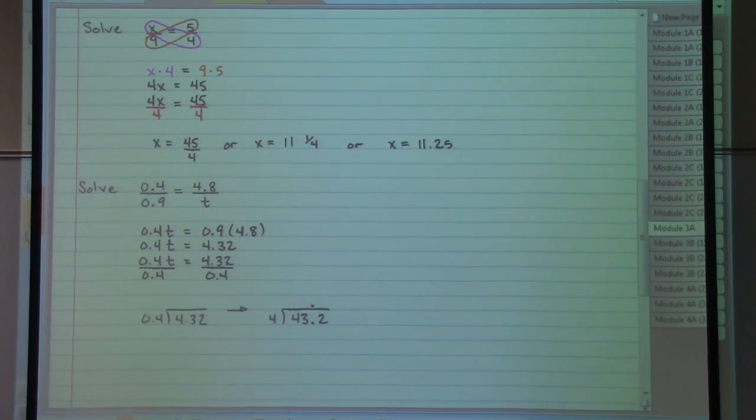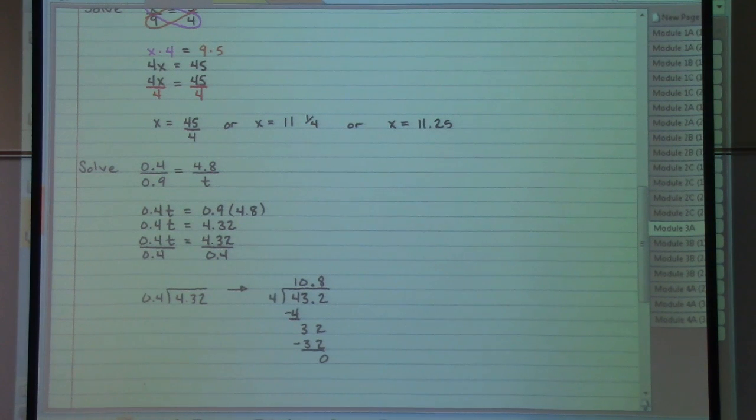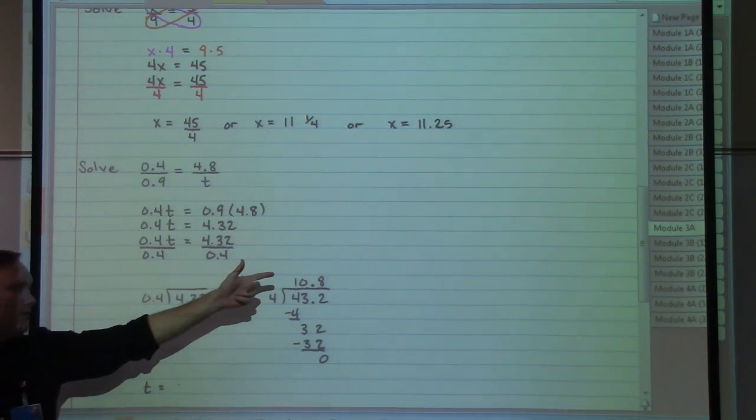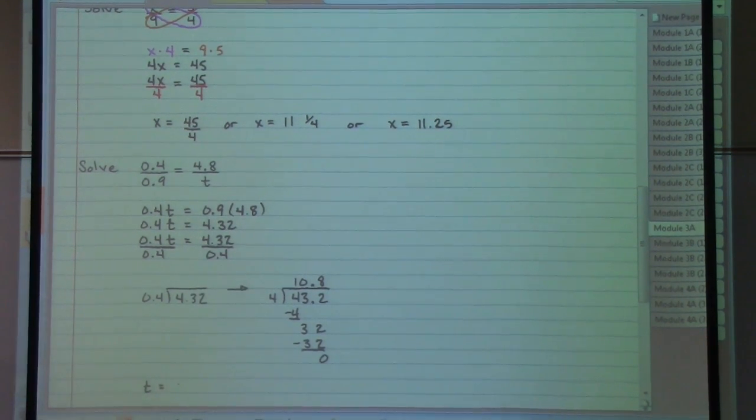So 4 goes into 4 one time. We got a 3. Well, 4 goes into 3 0 times. Go ahead and drop that 2 down. 4 goes into 32 8 times. And we get a remainder of 0. So what we have showing up here at the very end, t is equal to, well, the result of our division work here is the 10.8.